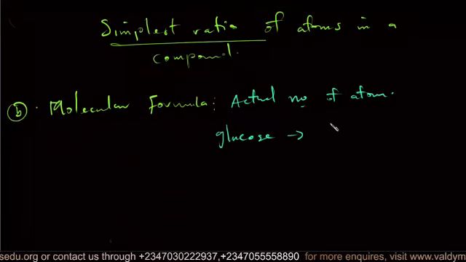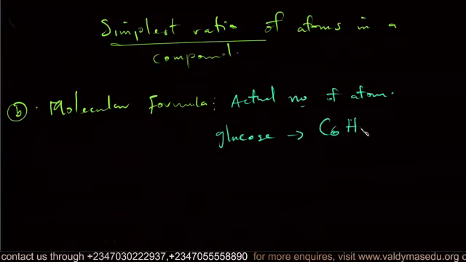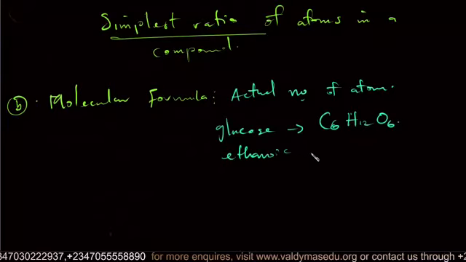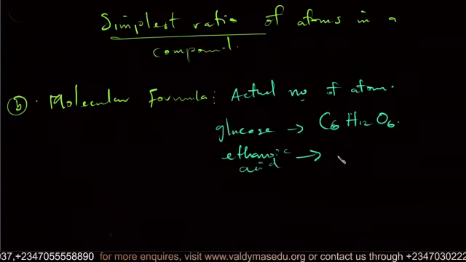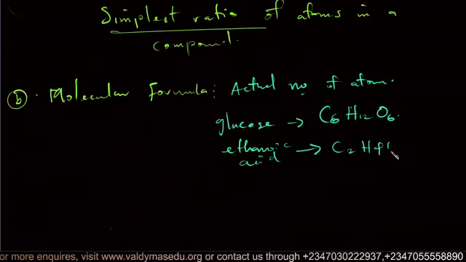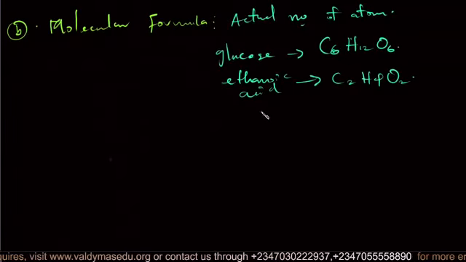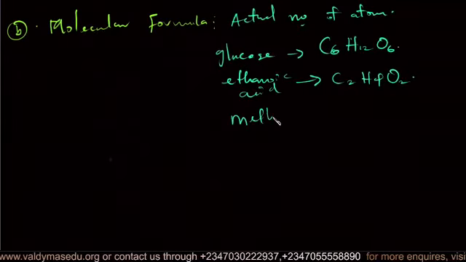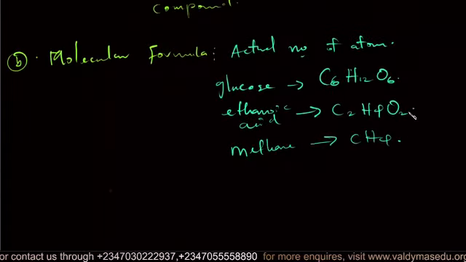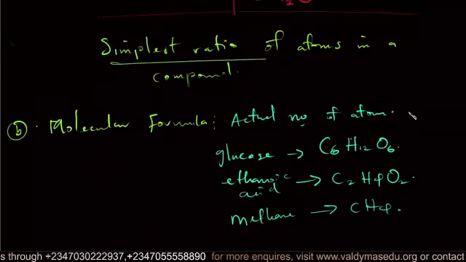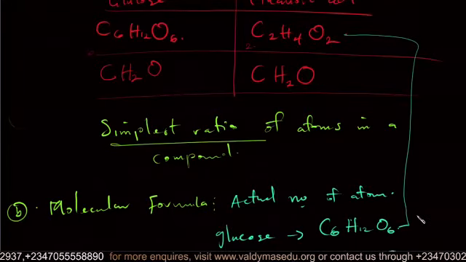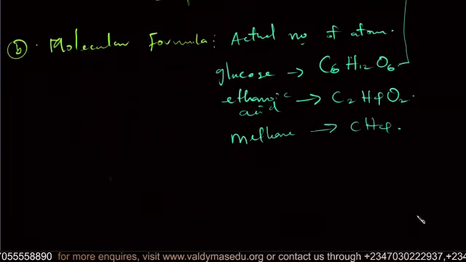The molecular formula for glucose is C6H12O6. For ethanoic acid, it is C2H4O2. Then for methane, it is CH4. These are the molecular formulas of some compounds. So now you can see it from here too. These are the molecular formulas.